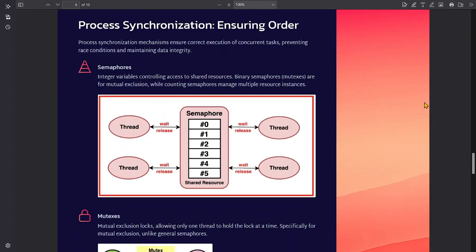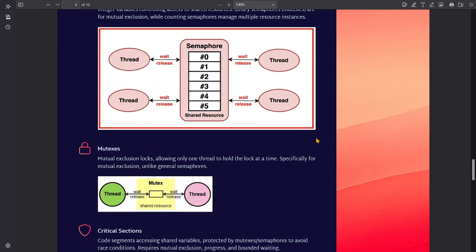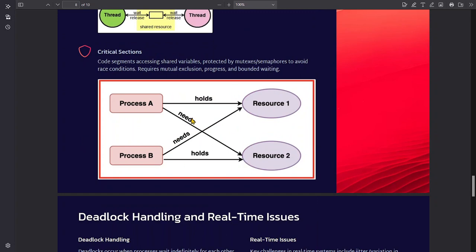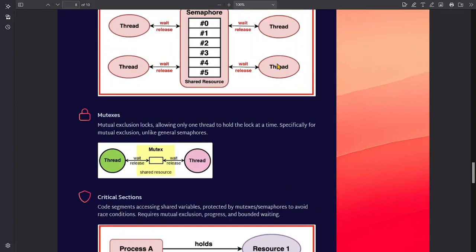Next up, we go through process synchronization to ensure order. In systems with multiple concurrent tasks, synchronization is key to avoiding race conditions. Race conditions mean multiple threads waiting on the same resource. Say process A over here requires resource 2, but it is holding resource 1. But process B requires resource 1, but it is holding resource 2, which is required by process A, which is also called a deadlock.